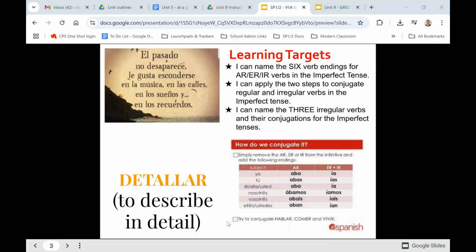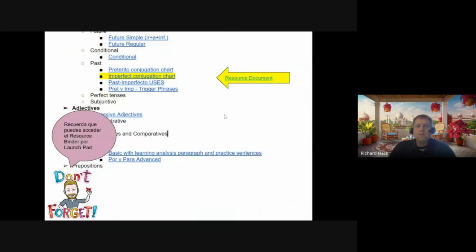memories. Okay, as always, remember if you lose your packet, you have access to your resource sheet. Today we're working on the imperfect conjugation chart. If you haven't already done so, pause the video to take your self-assessment before you begin this lesson.